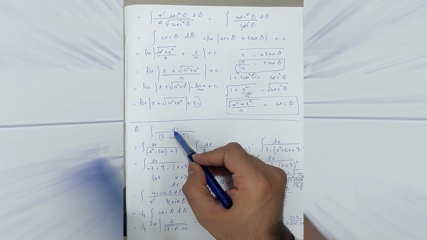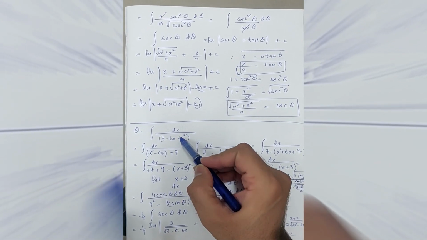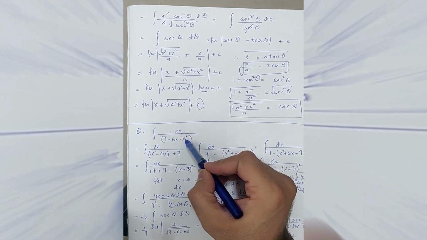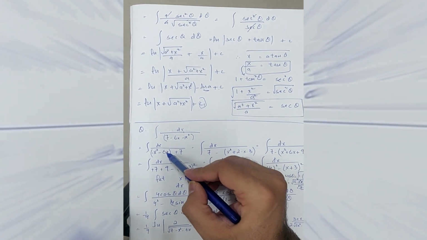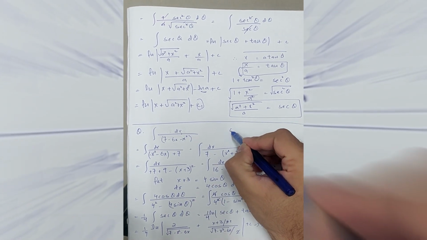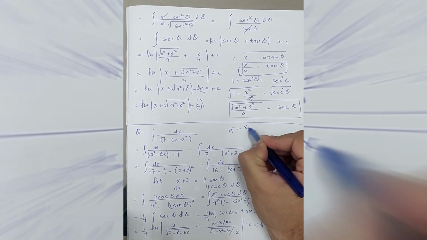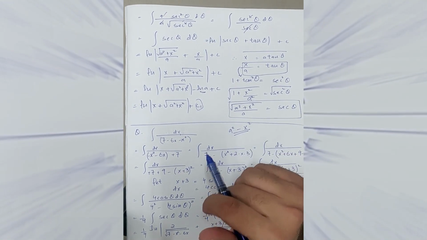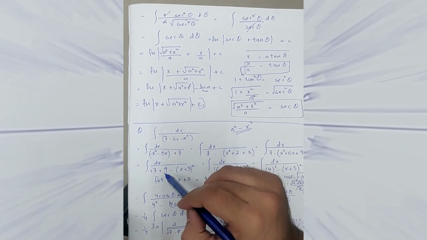Now we will solve another integral here, integral of dx divided by 7 minus 6x minus x square. Now what we do here, we convert this into a square minus x square form. So that's what we do here.